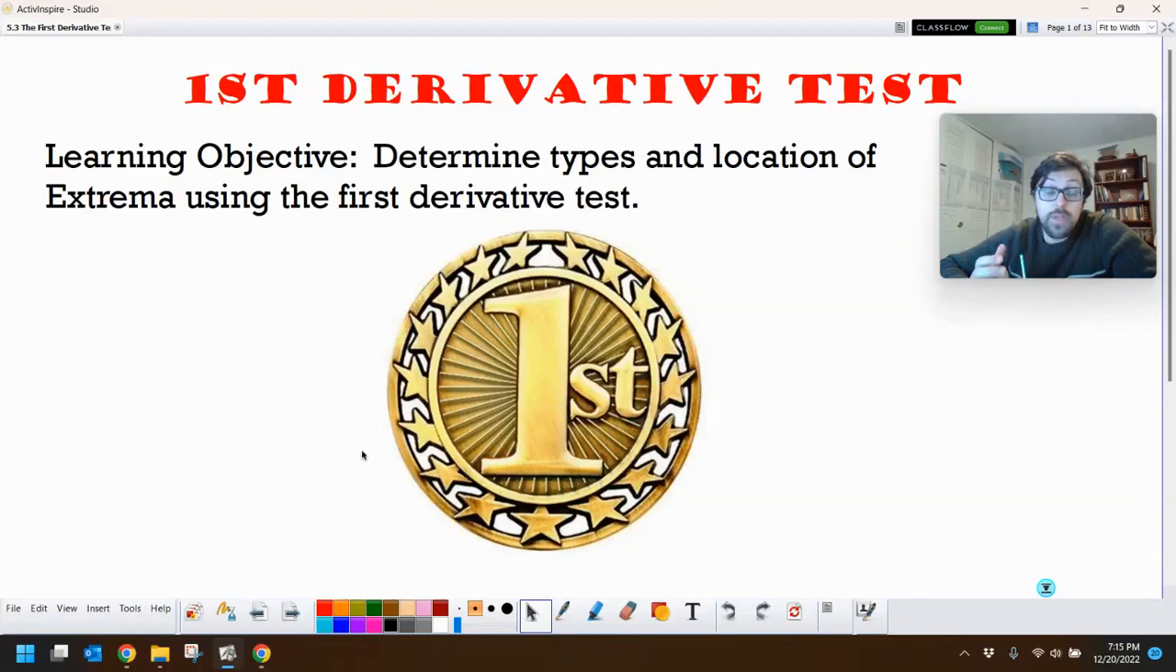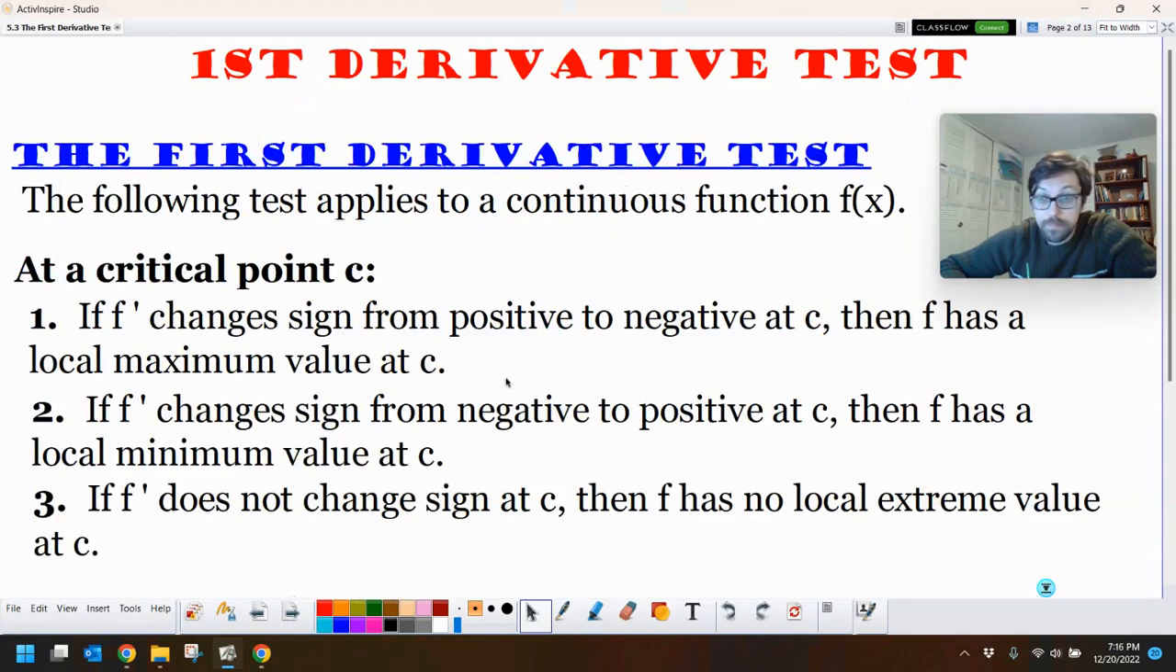Hello, in this video we're going to be talking about the first derivative test, which uses the derivative to determine whether we have a maxima or a minima at an extrema. So what it does is it checks what is going on with that first derivative. If we change from positive to negative, that's a maximum. If the derivative changes from negative to positive, then we have a minimum.